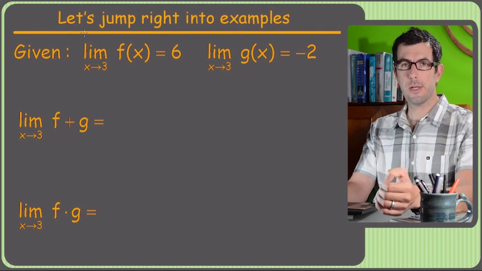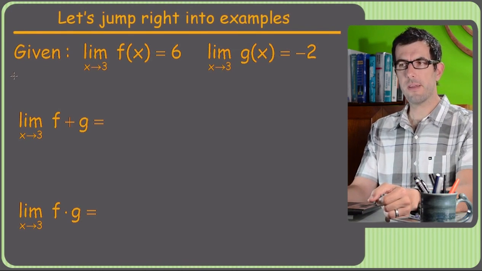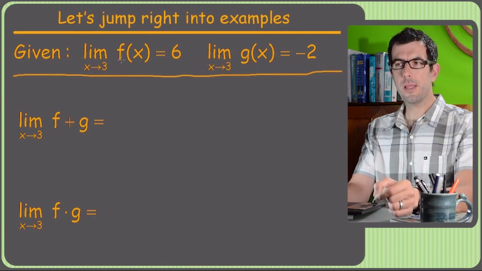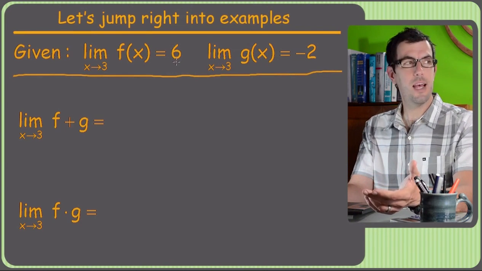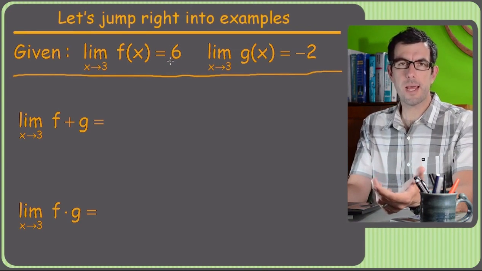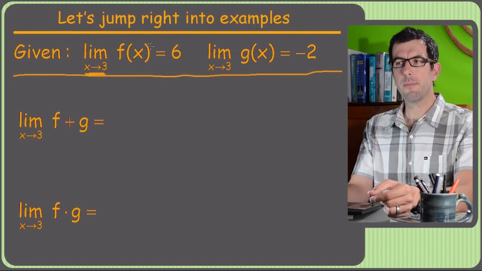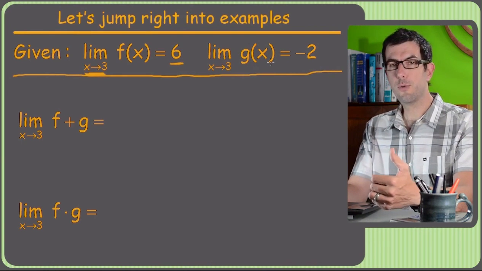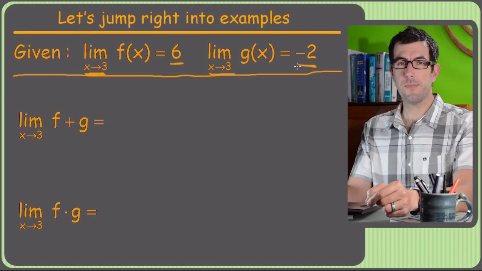Alright, so here's what the problems look like. They're weird because they don't tell you the function. So what they'll say is they'll say given, and then this stuff. So you'll notice that they've told me what the limit of the function f is. They've said it's 6. But they didn't tell me what the function is. They didn't tell me if that's x squared or 2 times x or whatever. They just told me that as x approaches 3, the limit of f is 6. Same thing for g. They didn't tell me what g is, whether it's got x's in the numerator, denominator, blah, blah, blah. All they told me is that as x approaches 3, that g approaches negative 2.